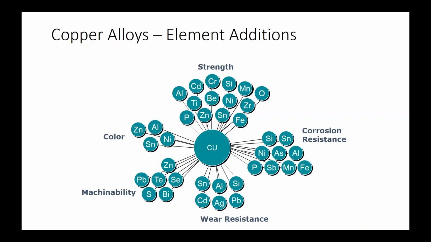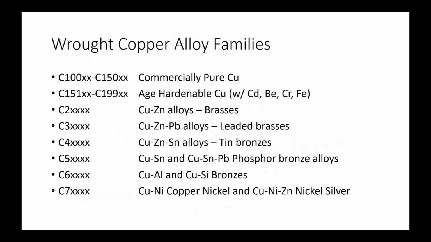The wrought copper alloy families are listed here as far as the numerical space they inhabit. The 100 to 150 series are commercially pure coppers with very little additive materials or elements. 151 to 199, etc., are age-hardenable coppers. Again, not a whole lot of additional alloying element or elements, but a higher strength.